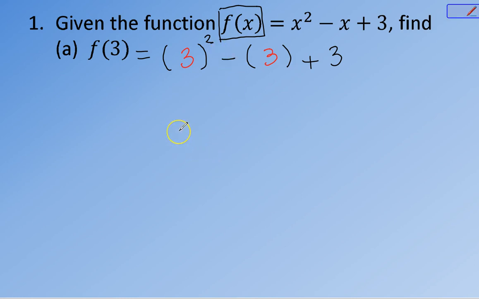All right, so here we have a couple of different operations that you have to contend with. You've got a power, a subtraction, and an addition. So to simplify this properly, you have to follow the order of operations that says powers come before addition and subtraction, as you well know. So 3 squared equals 9. And negative 3 plus 3, well, I think we could probably just cancel those out because they cancel each other out. So here's how I'd like to see your answer. The f of 3 is equal to 9. So here's your solution, 9.